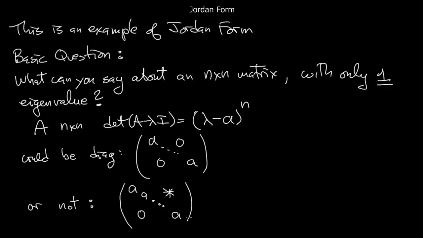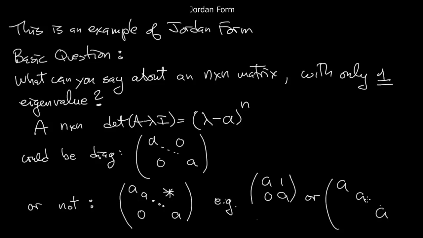And what does the stuff in the upper triangular part do? When you try and diagonalize it, you may or may not succeed. So a possibility, for example, would be a 2 by 2 matrix like this. This is the thing I've been talking about. Or for a bigger example, what about a 3 by 3 matrix like this with 2 1s on the superdiagonal? So that's basically what happens in Jordan form.